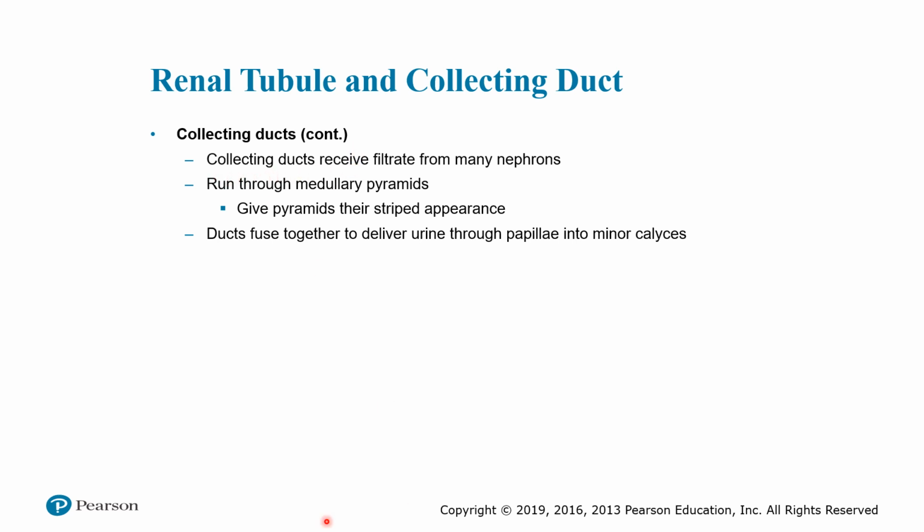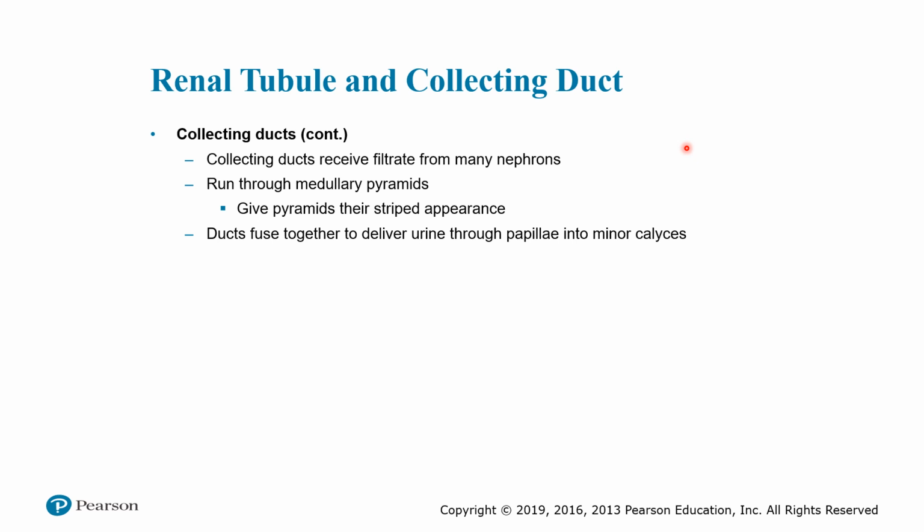Now these collecting ducts receive the filtrate from many nephrons. One collecting duct is going to receive filtrate from a number of nephrons, and they run through the medullary pyramids and give the pyramids their striped appearance. And then these ducts fuse together to deliver urine through the papilla into the minor calyces.